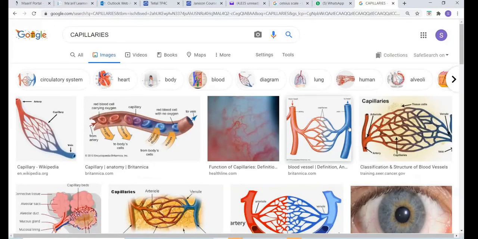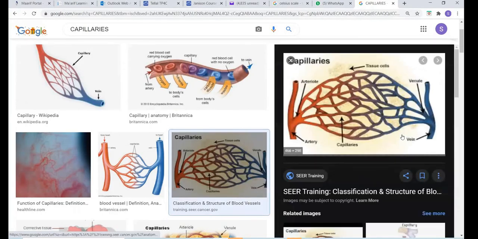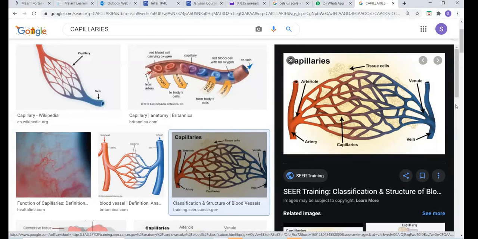Okay, so this is how a capillary looks. Capillaries are the tiny blood vessels which connect the arteries to the veins. So what is the function of these capillaries? They transport blood to and from the cells of the body. These vessels are so small that blood cells must move through them in single file. The walls of these tiny blood vessels are only 1 cell thick, and materials can easily diffuse into and out of them.